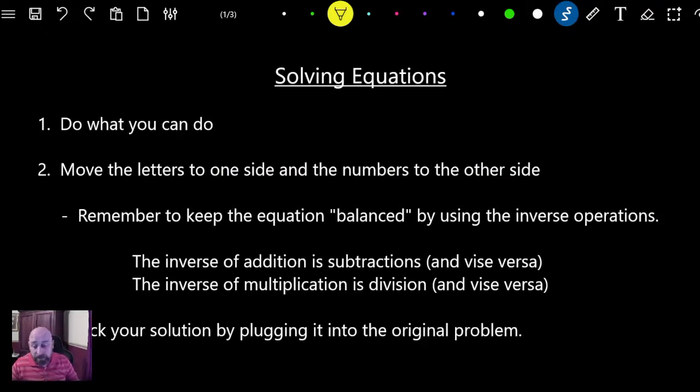What does balance mean? If I have 2 pencils in this hand and 1 pencil in this hand, I'm not in balance, right? So this is heavier. This is going to go down and this one's going to go up if I'm out of balance. So how do I get that to stay balanced? Well, what I would have to do is add another pencil to this side.